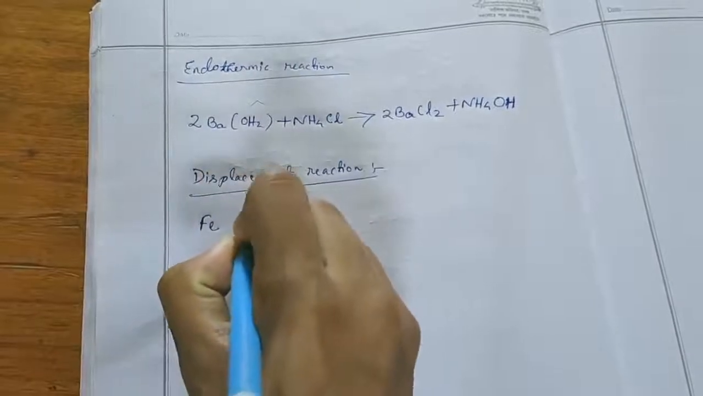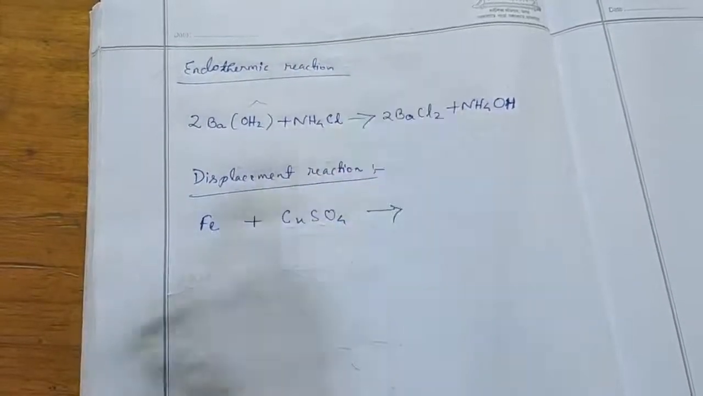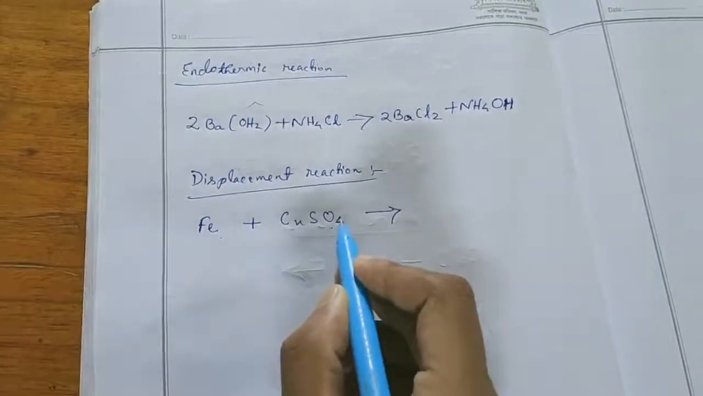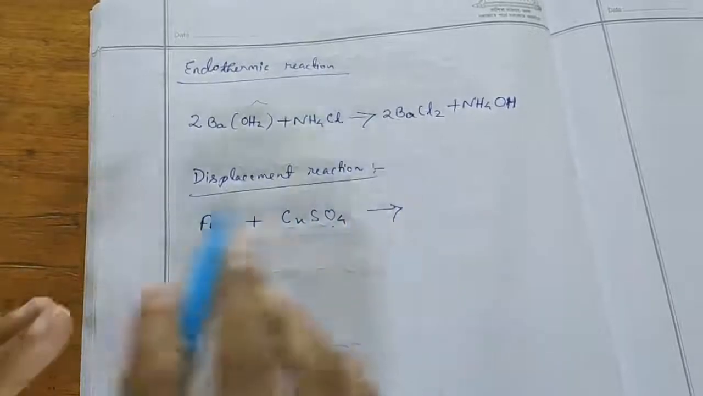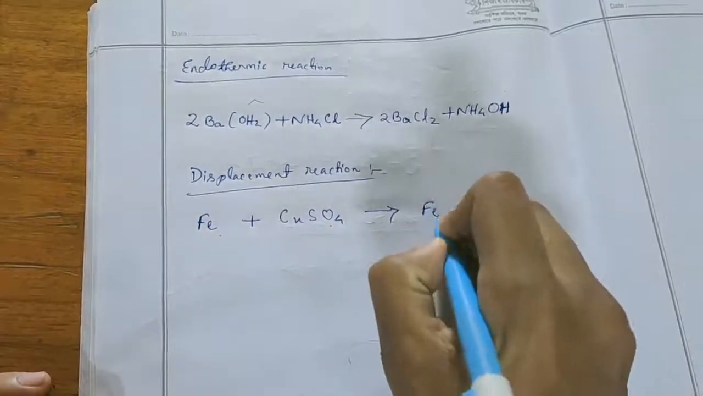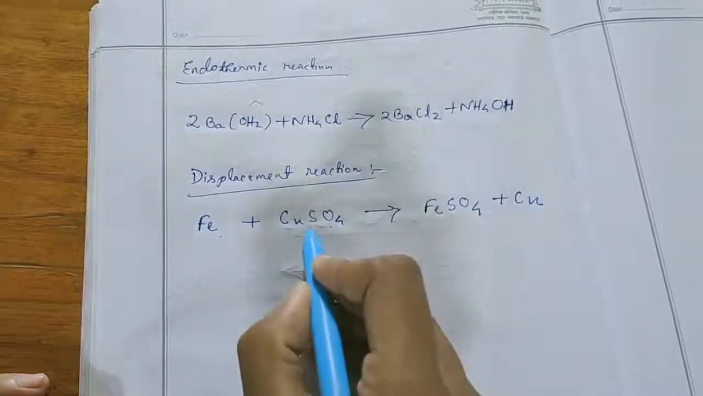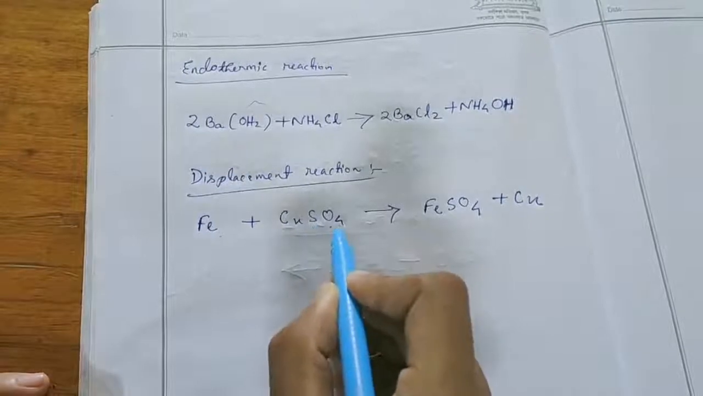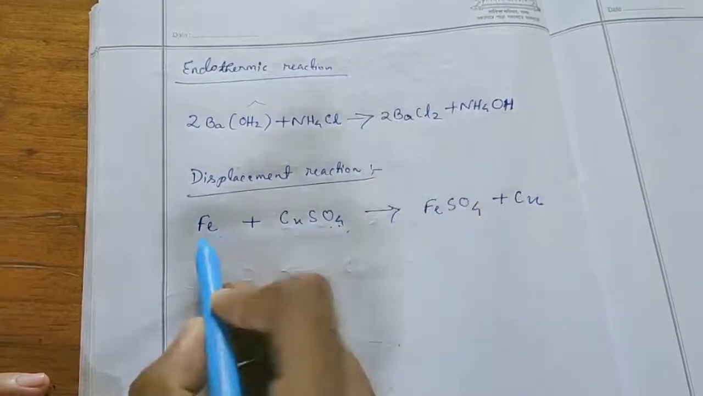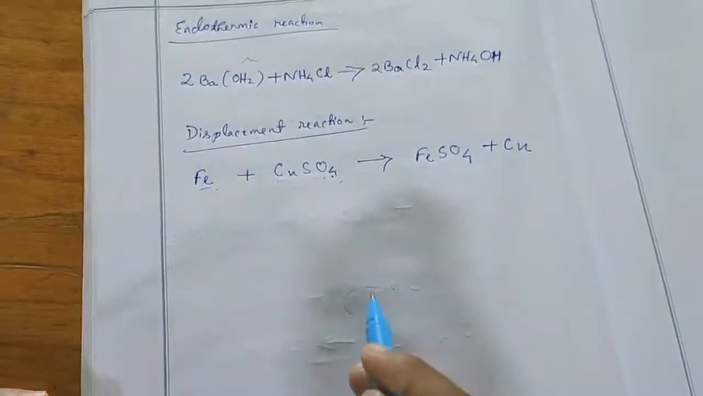Example is Fe plus CuSO4. Now see, this is a compound, this is a compound. Now displacement of elements will happen. So FeSO4 plus Cu. From this compound, SO4 got displaced and joined with Fe. So this is a displacement reaction.